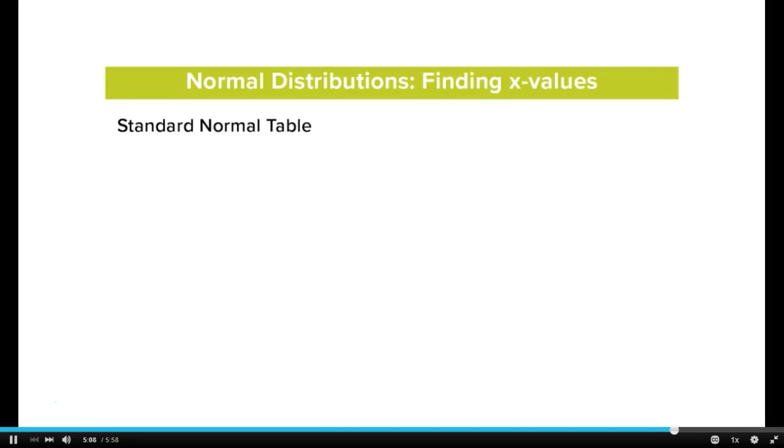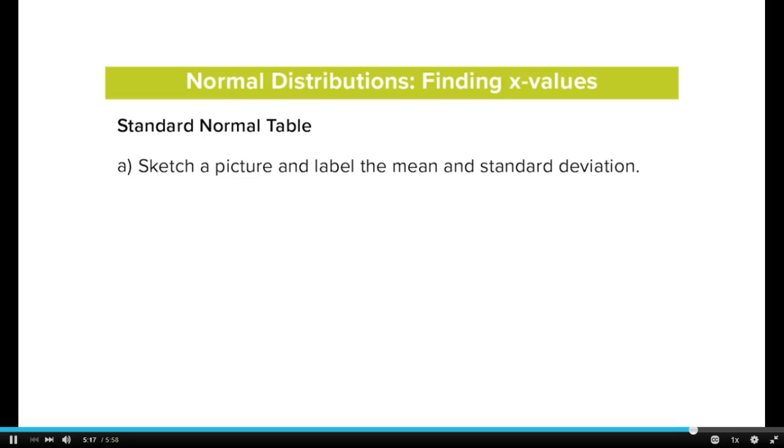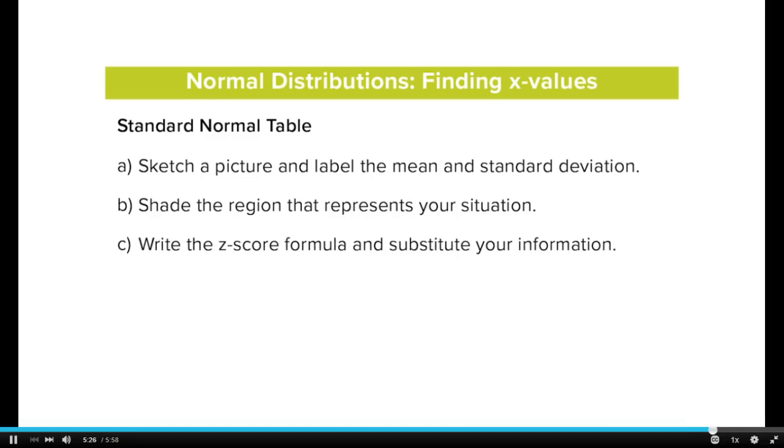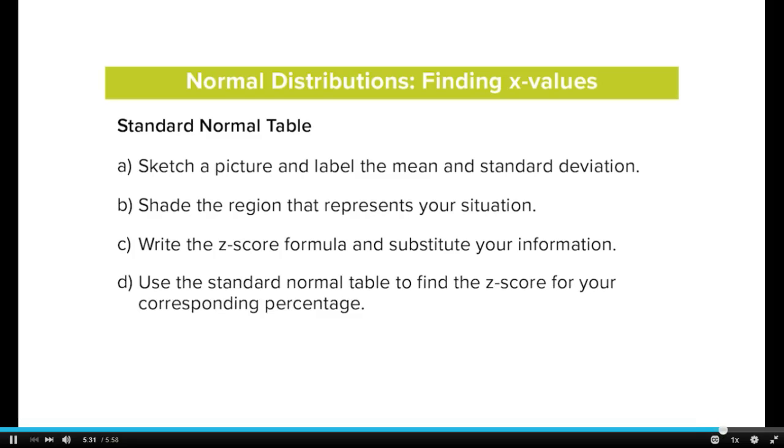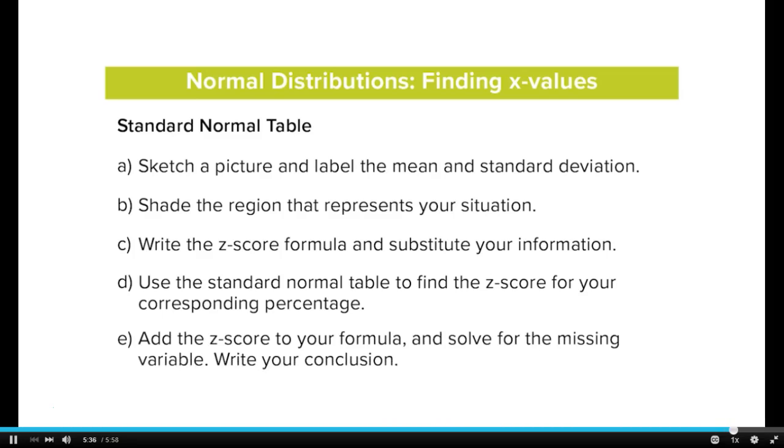In your notes, please take a moment to write down a summary of the steps for using normal distribution to find x values using a standard normal table. First, sketch a picture and label your mean and standard deviation. Then, shade the region that represents your situation. Write the z-score formula and substitute in your information. Next, you'll use the standard normal table to find the z-score for your corresponding percentage. Then add the z-score to your formula and solve for the missing variable, and write your conclusion.